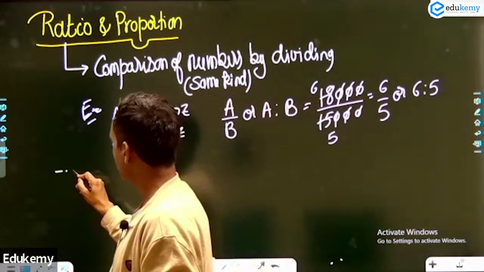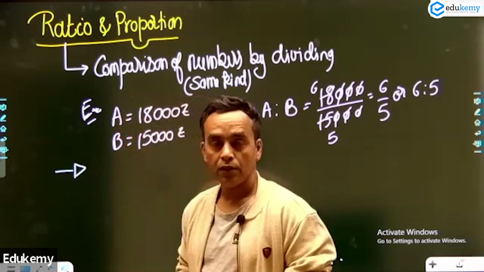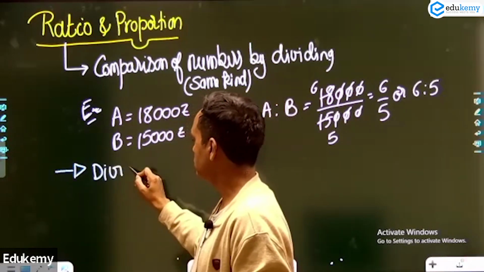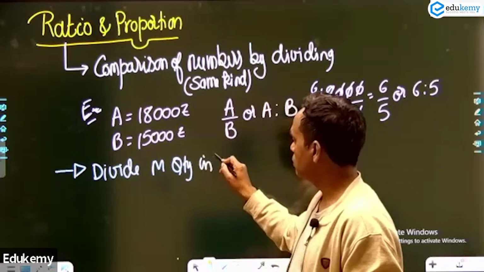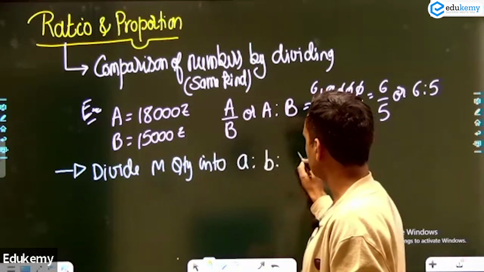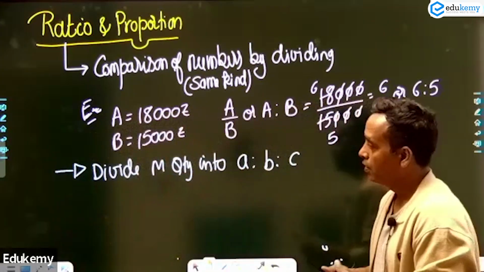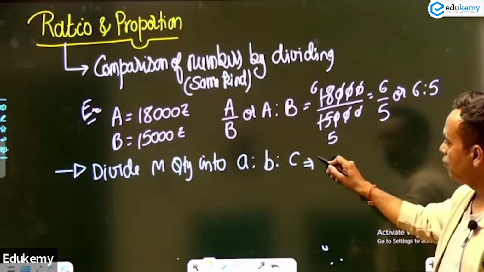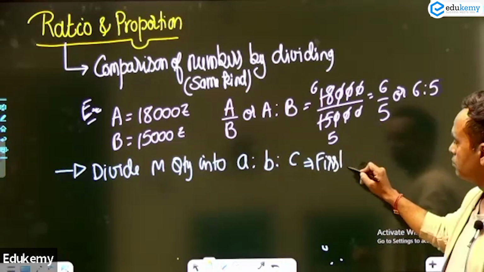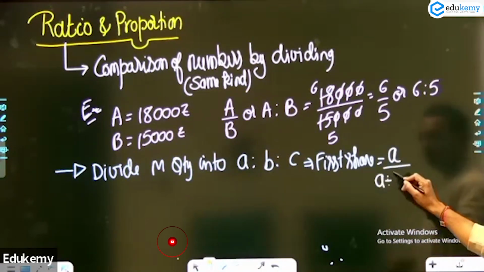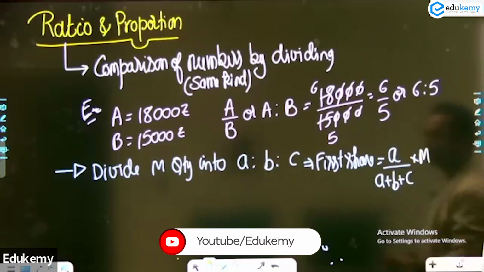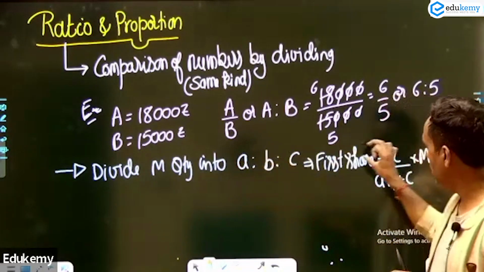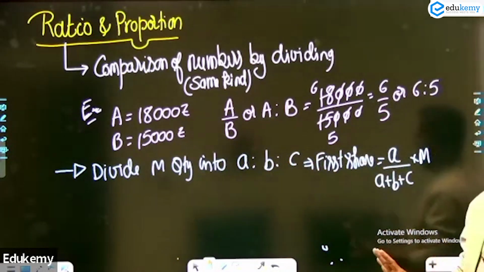I'm writing some points of the ratio. The basic formula of 5th class, 6th class I'm writing here. Divide M quantity into A ratio B ratio C. Now see, if I want to write down the first share: A upon the sum of the ratio into M. First share of the first person. How we did it at school level: A divided by A plus B plus C into M. It is a simple formula to find the share.